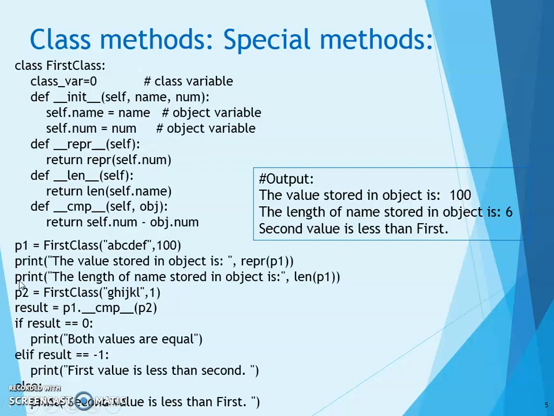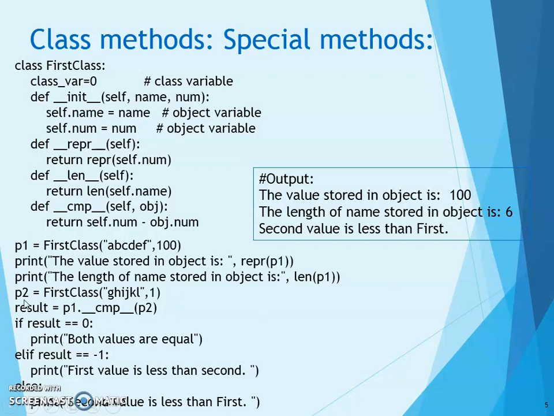Now next is printing the length of the name stored in the object. This string will be printed as it is. Now we are calling the length method, passing len(p1). So execution will go here, and what are we returning? We are returning the length of self.name. That is, we are returning the length of the name variable. In the name variable, this string is there. It has 6 characters, so it will return 6.